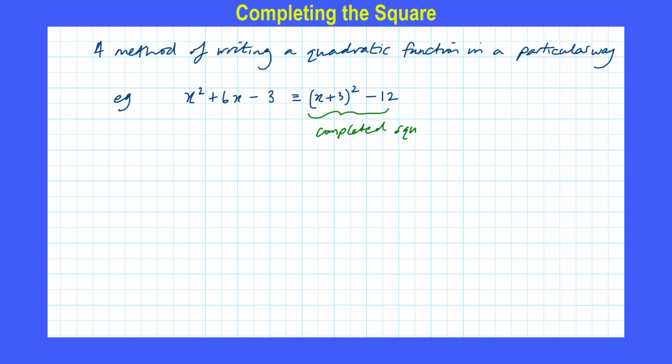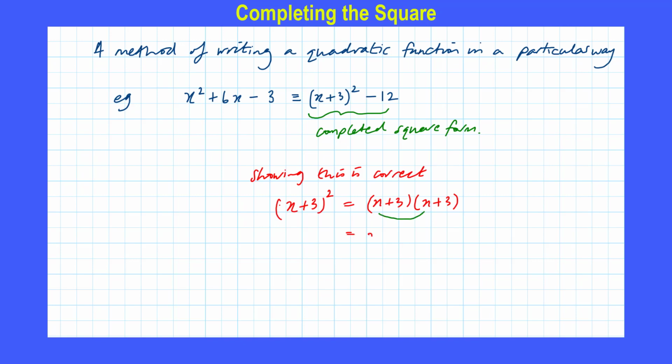And what we're going to learn to do is how we can simply start with the quadratic expression on the left and turn it into the quadratic expression on the right. Just to prove it works, we can expand out the brackets, x plus 3 squared, subtract 12 from it, and then hopefully we get the same answer as we started with.